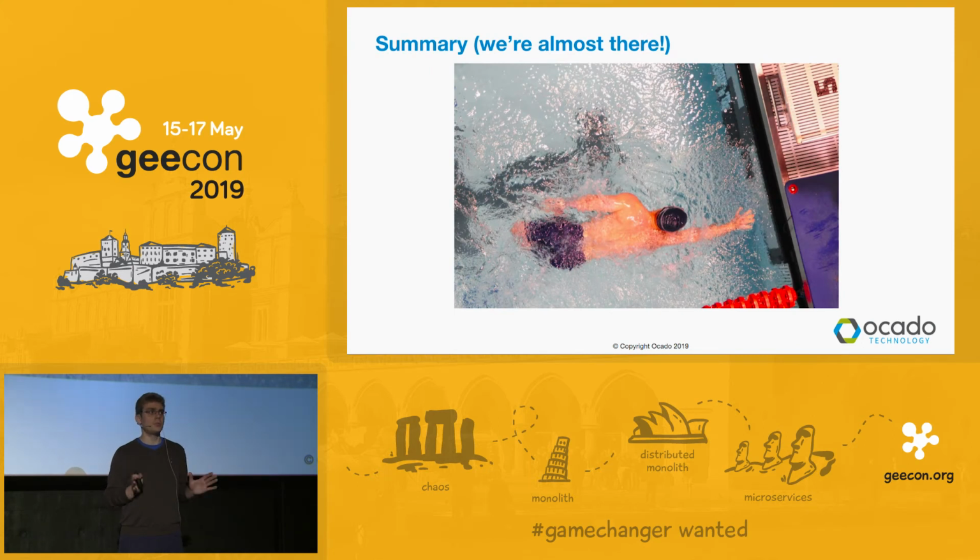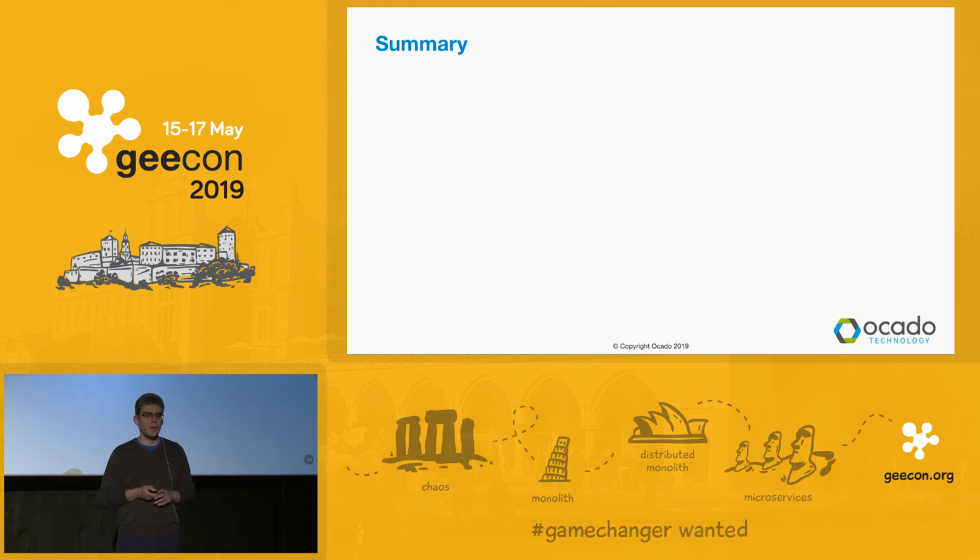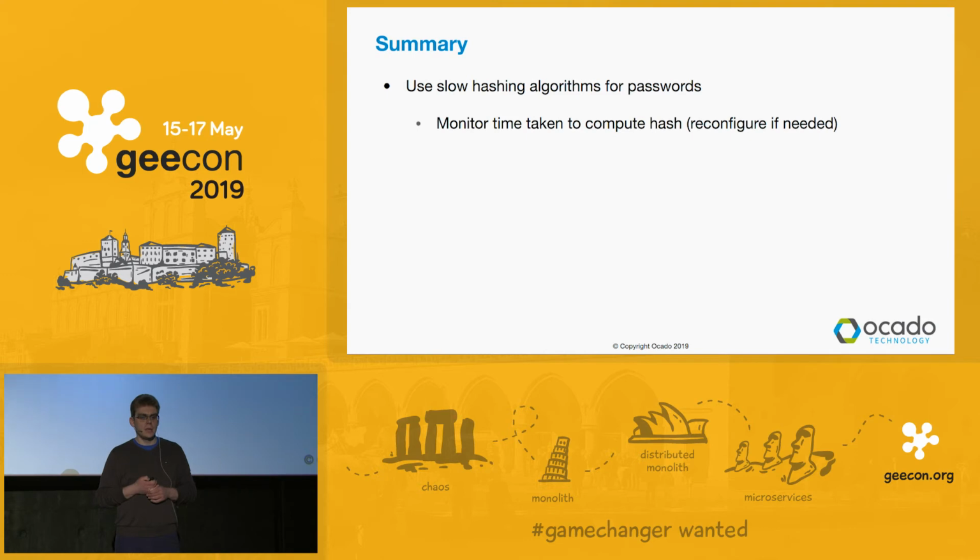Okay, so I'm almost done. Summary: there are things I would like you to remember after this talk, the key takeaways. First of all, I hope I convinced you that slow hashing algorithms are the way to deal with passwords. Just please use them. You need to monitor the time it takes to compute a hash and reconfigure if needed. I mean, computational power increases with time, and we all know it.